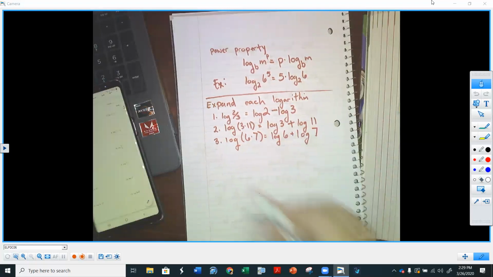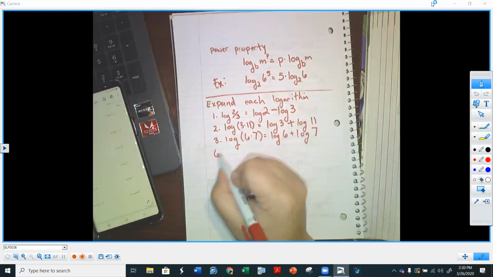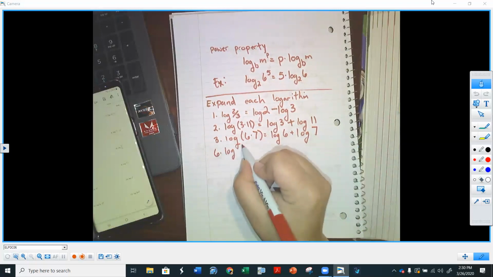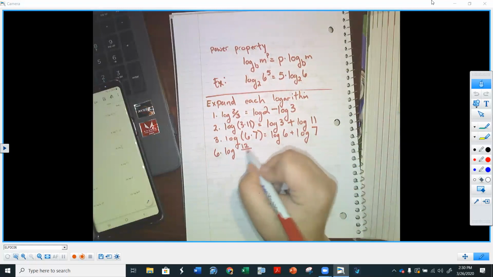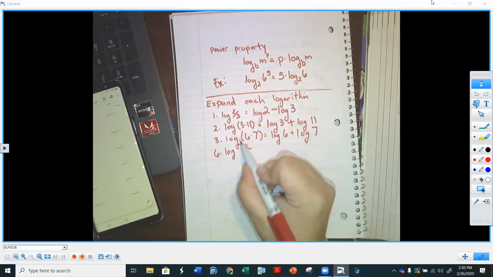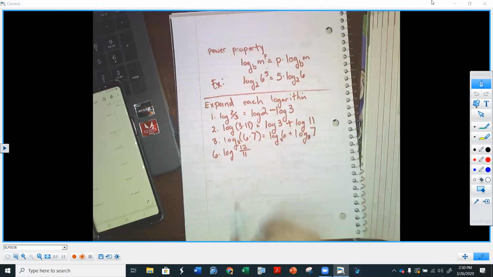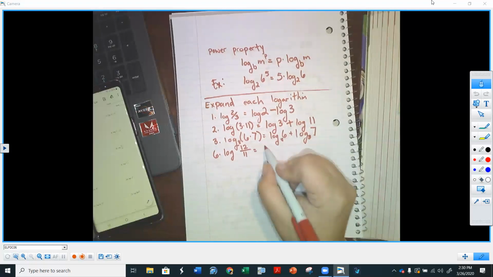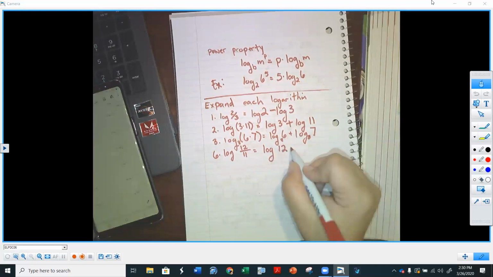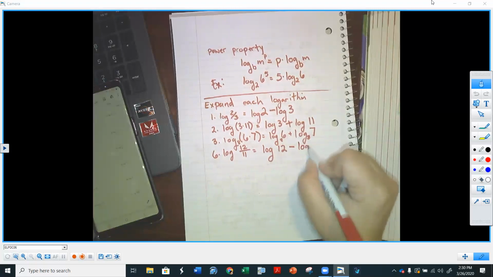One more division. Just in case, this is number 6, I'm going to have log of 12 divided by 11. None of these ones have bases. If it had a base, like an 8 over here, you would write the 8 everywhere, okay? So this is going to look like log of 12, always your top, minus the log of the bottom.